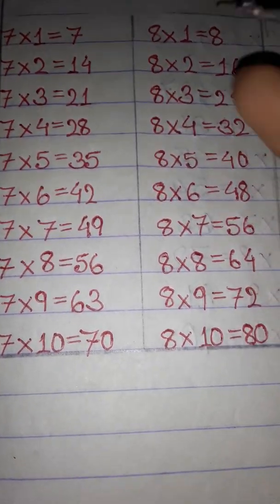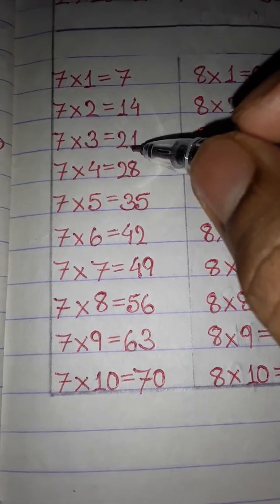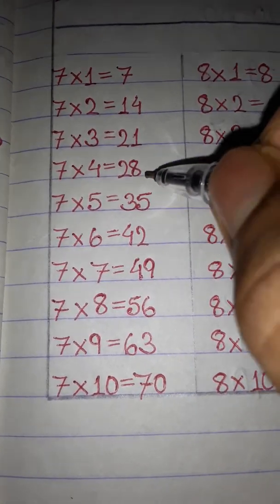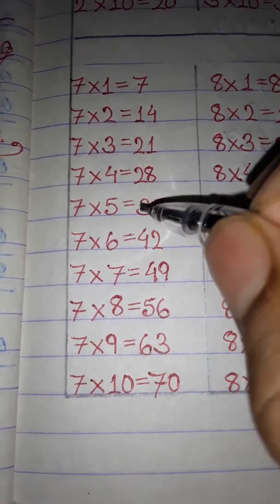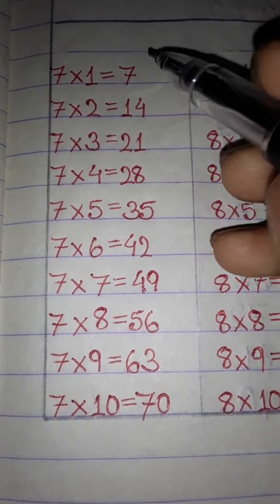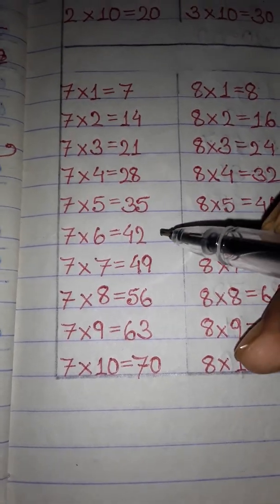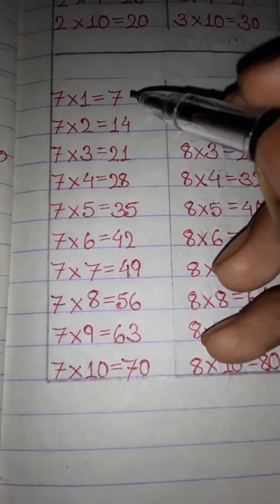Now the next one is 7 into 4. For getting the answer of 28 you have to just add 21 plus 7 is equal to 28. So the next one is 7 into 5. For getting the answer of this you have to just add 28 plus 7. The answer will be 35. Now the next one is 7 into 6 is equal to 42. For this you have to add 35 plus 7.